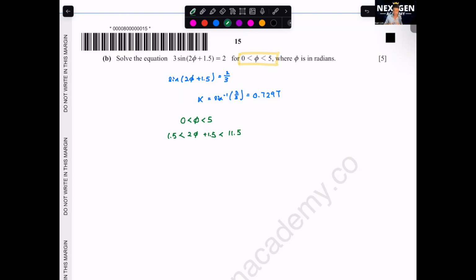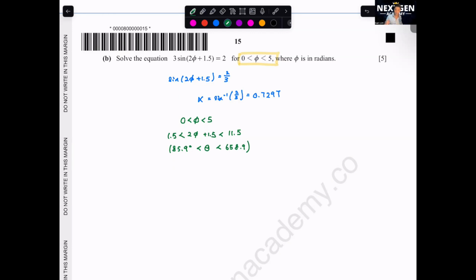So we will take 1.5 times 180 over pi, to change it to degree. So this will be equivalent to 85.9 degrees to 658.9 degrees.